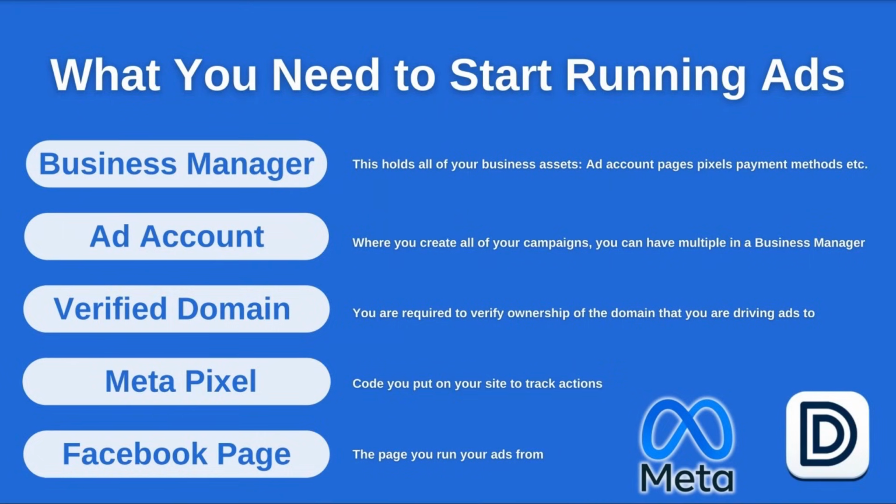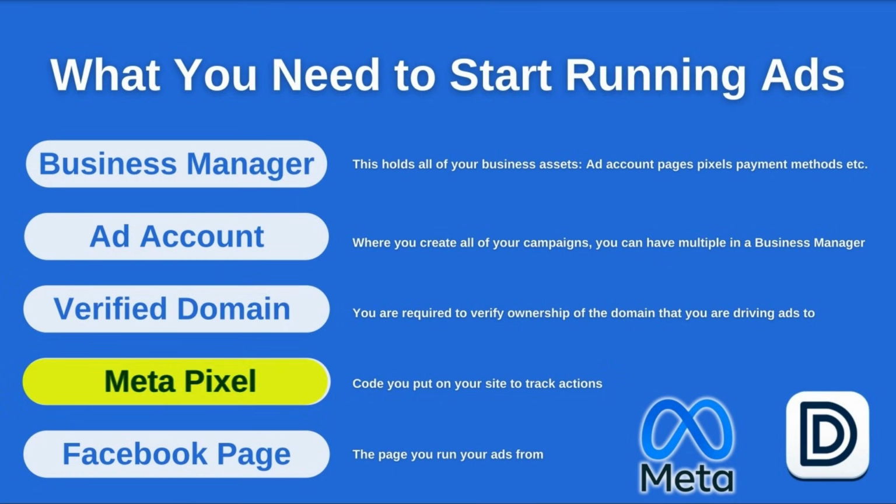So now let's cover the 5 things that you need to start running ads today. First, you need to have a Meta Business Manager. This holds all of your business assets, your ad account pages, pixels, payment methods, etc. Then you're going to need an ad account, and this is where you create all of your campaigns, and you can have multiple in a single business manager. You're also going to need a verified domain. You are required to verify ownership of the domain that you are driving ads to.